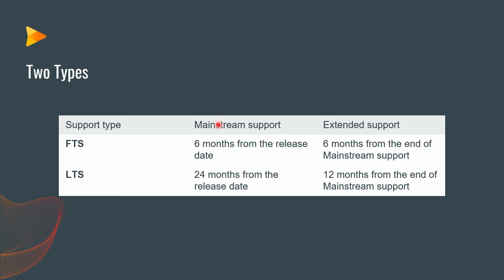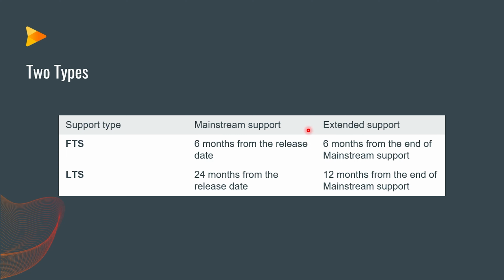So the first 6 months will be mainstream support, and after that, extended support will be 6 months more. Likewise, for LTS, it will be 24 months from the release date, and then after 24 months, 12 months more as part of extended support.